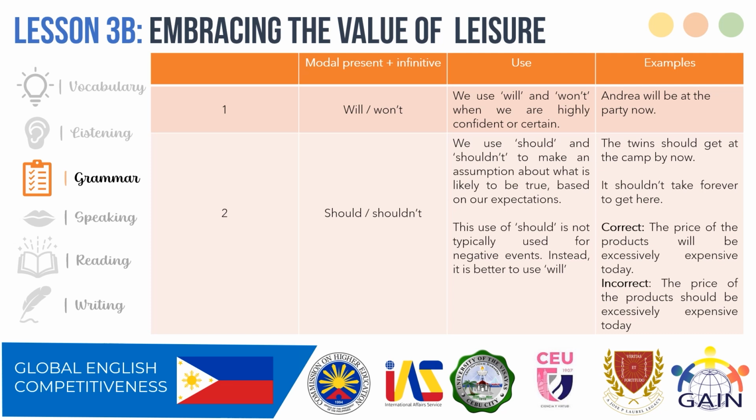This use of should is not typically used for negative events. Instead, it is better to use will. So instead of saying the price of the products should be excessively expensive today, it is better to say the price of the products will be excessively expensive today, because of course the increase in the price is something negative.